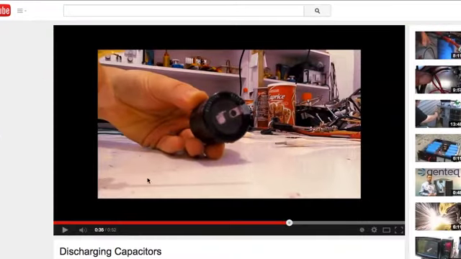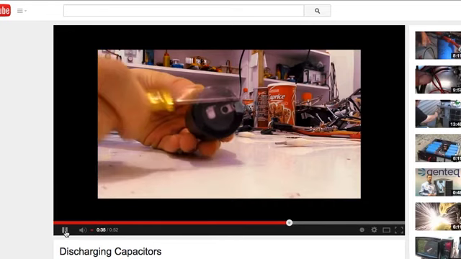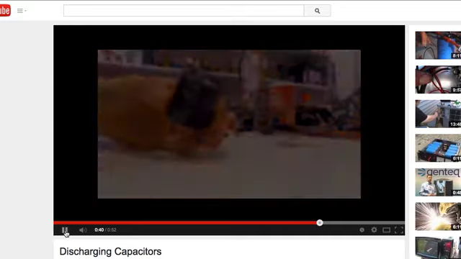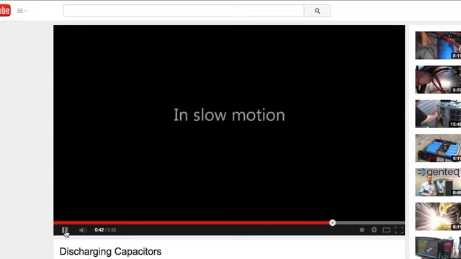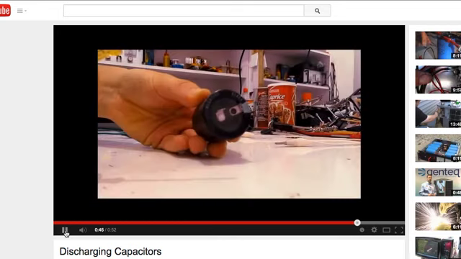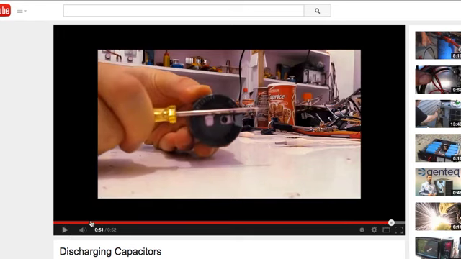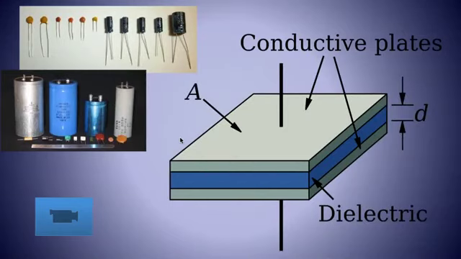So here he shows a capacitor. It's already been charged, and it's touched across the positive and negative. Something happened very quickly, so let's slow it down. And you get a very, very quick release of energy. If you're not careful and you touch those two leads with your fingers, you can get quite a shock and knock you out. It can be quite dangerous.